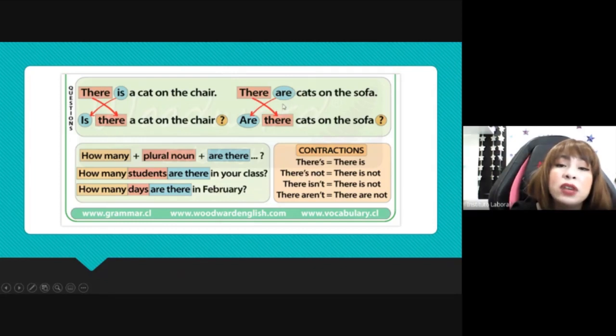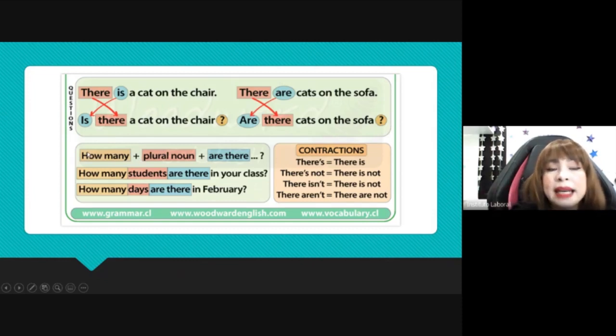Here we have another example with the plural form. There are cats on the sofa. Are is be, so are becomes the first part in the question. Are there cats on the sofa? Cats on the sofa remains the same. The only movement here is the verb be. 1, 2, now are is number one. Are there cats on the sofa? And the question mark at the end.